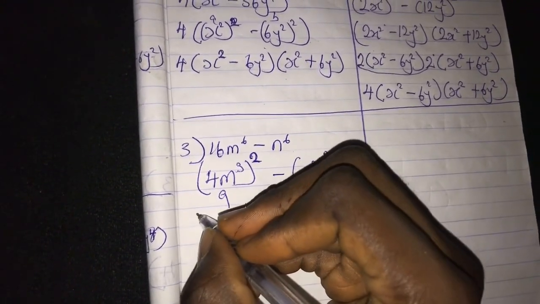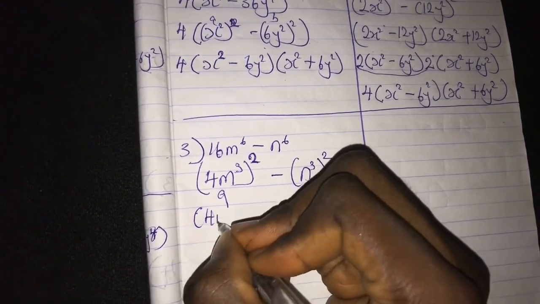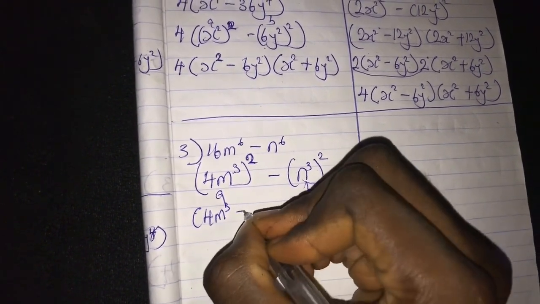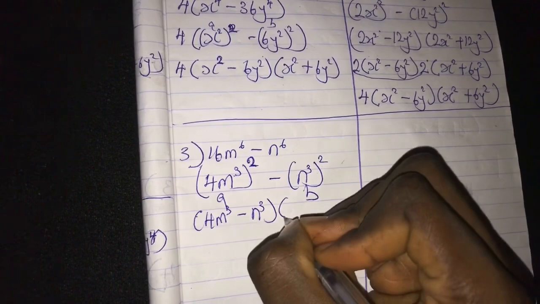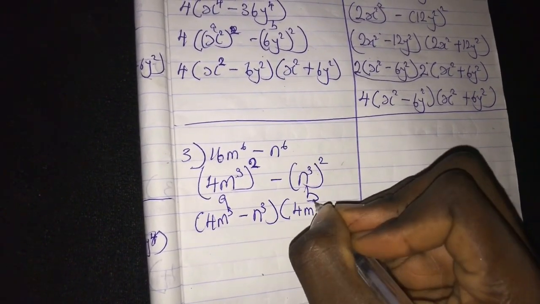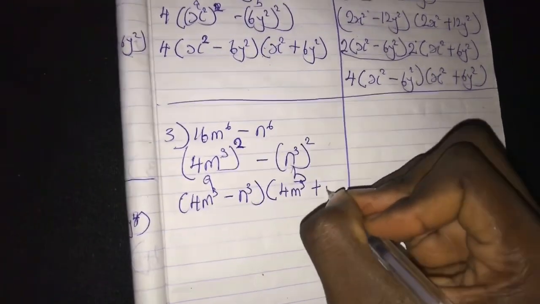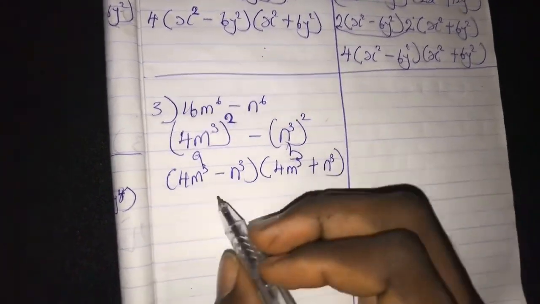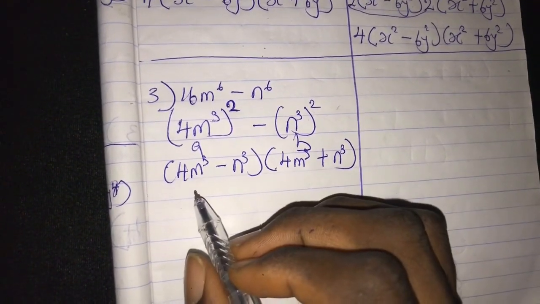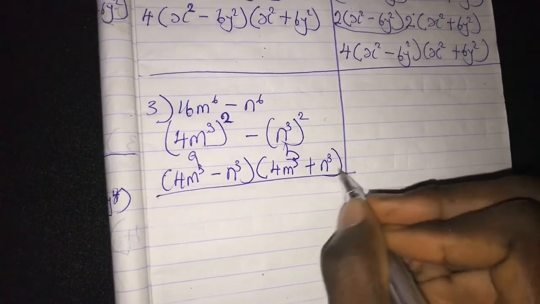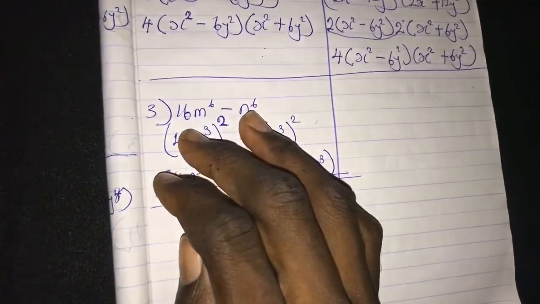Then therefore our a minus b, we have 4m raised to the power 3 minus n raised to the power 3. Then we have our 4m cube plus n cube. So is there anything else that can go again? No. So we are done. Yeah, that's all for this.